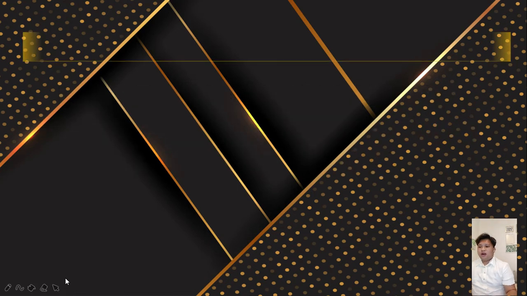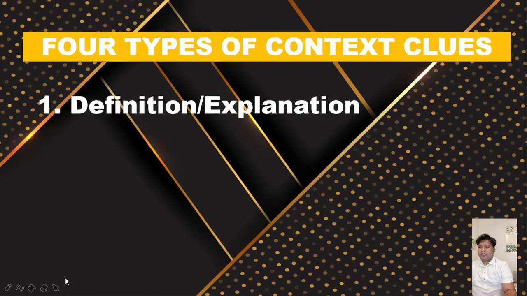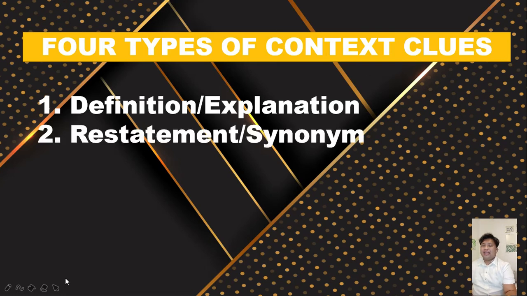So, there are 4 types of context clues. Okay? First is the definition or the explanation. Gi-explain na, gi-define na, gisulti na, naa na daan sa sentence ang meaning. Okay? It is already stated. Next is the synonym or the restatement. So, when we say synonym, they have the same meaning. Pareha sila og buot ipasabot.